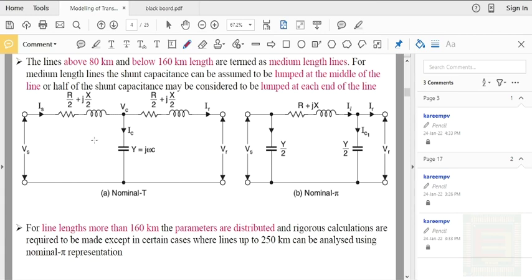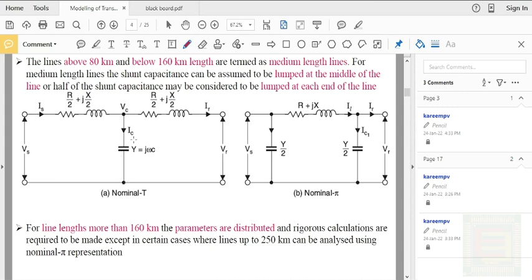In case of the nominal T representation, we consider the whole capacitance of the transmission line for the whole length. For example, if you are considering a transmission line of length, say, 150 kilometers, using the formula we have already discussed, you can calculate the capacitance of the transmission line, and we will be considering that capacitance. Actually, the capacitance is distributed uniformly along the length of the transmission line, but for the ease of analysis we will be considering it as a lumped capacitance, lumped at the middle of the transmission line.